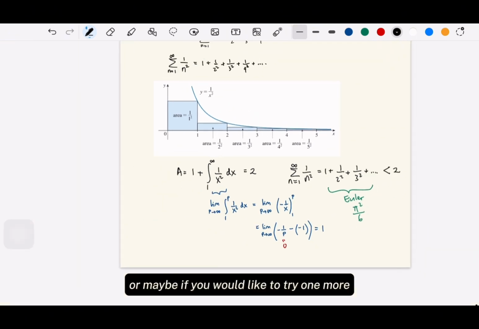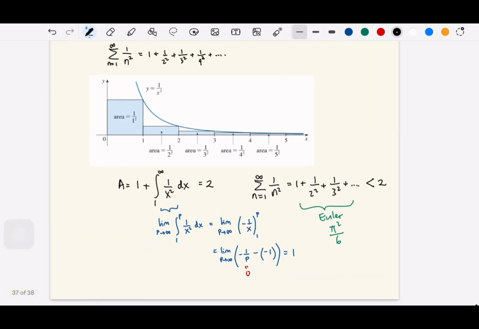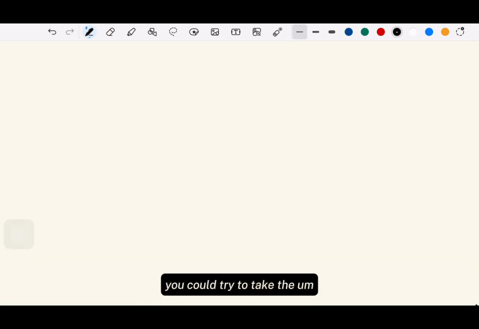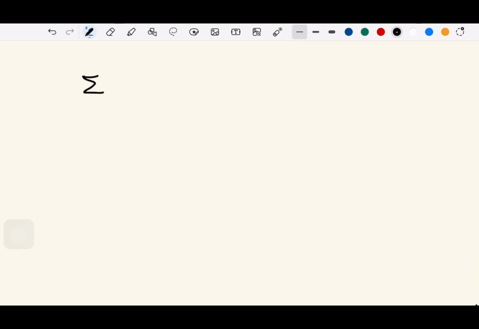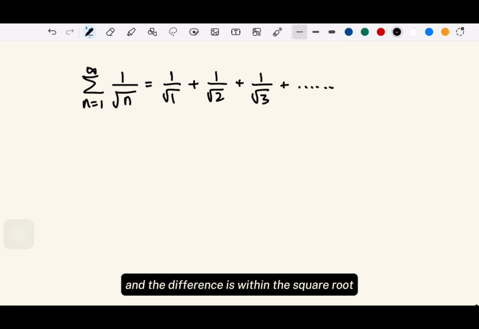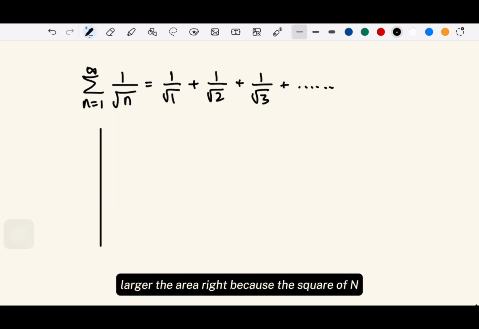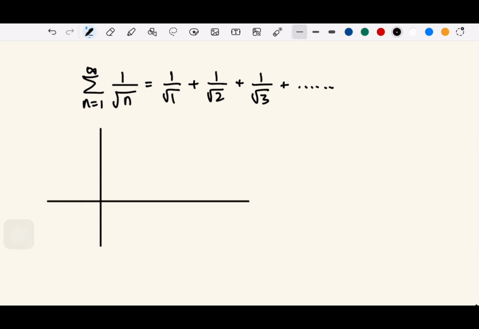Or maybe if you would like to try one more. So before we get to the conclusion here, if you would like to try, you could take 1 over square root of n. And the difference is that within this square root, the area will be larger, right? Because the square root of n will be maybe like that.